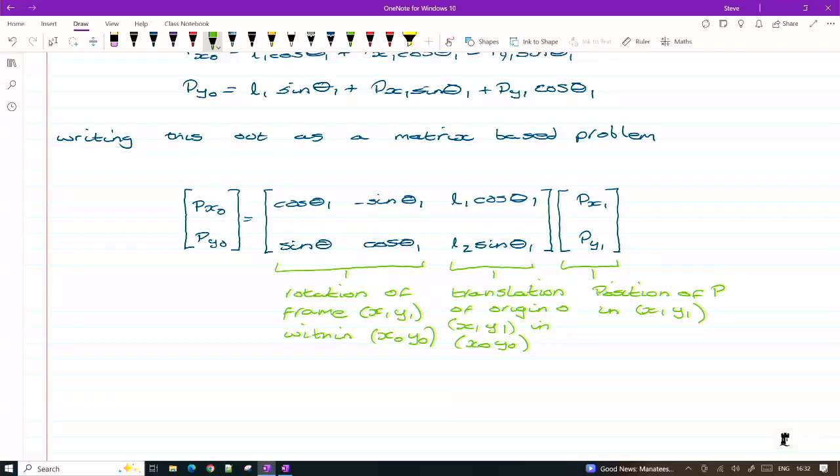So given the lengths of the links, given the angles, we have enough information to work out the position of our point P within our fixed base coordinate system by solving this matrix problem. What is the problem? Okay, put your hand up if you think you know what the problem is. Okay, a few of you. Okay. Anybody want to say what the problem is?